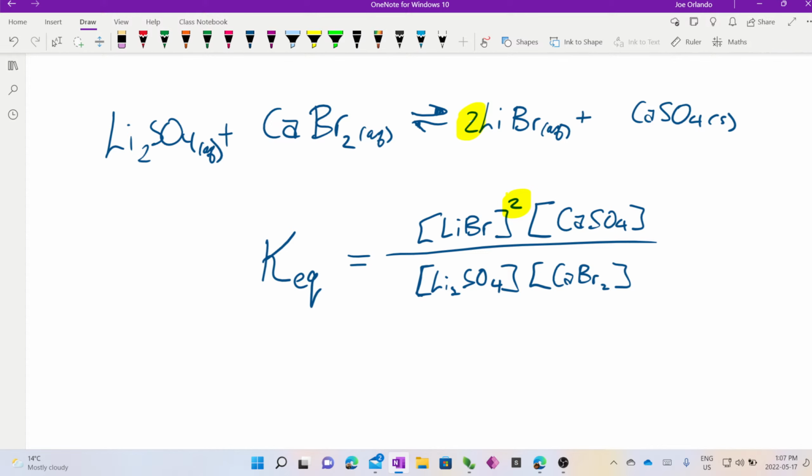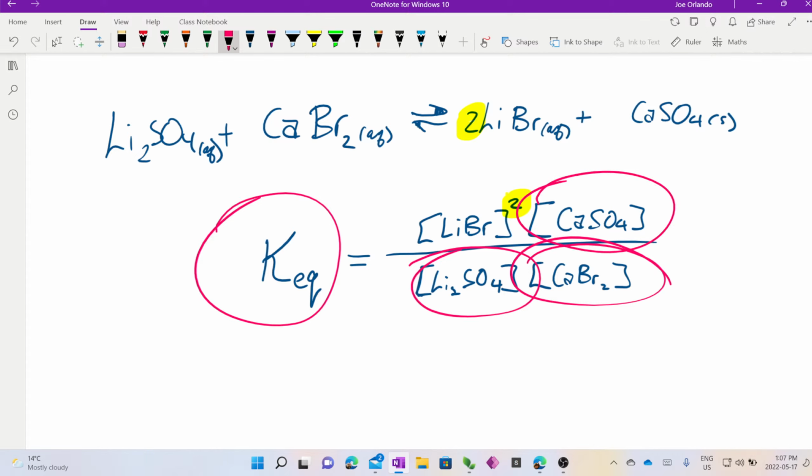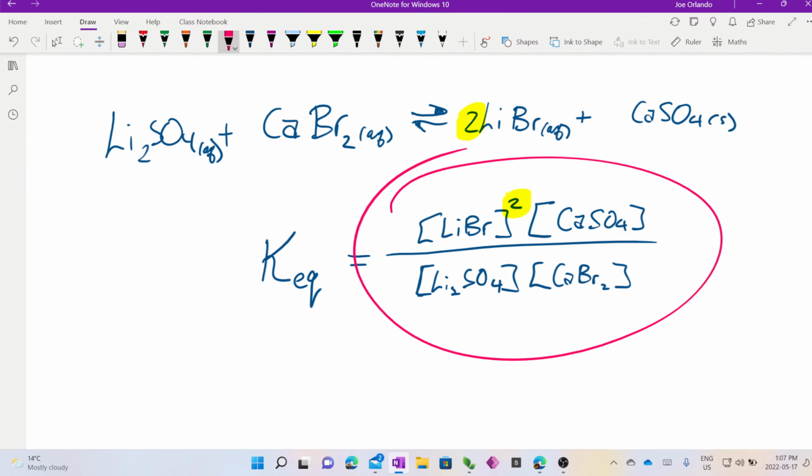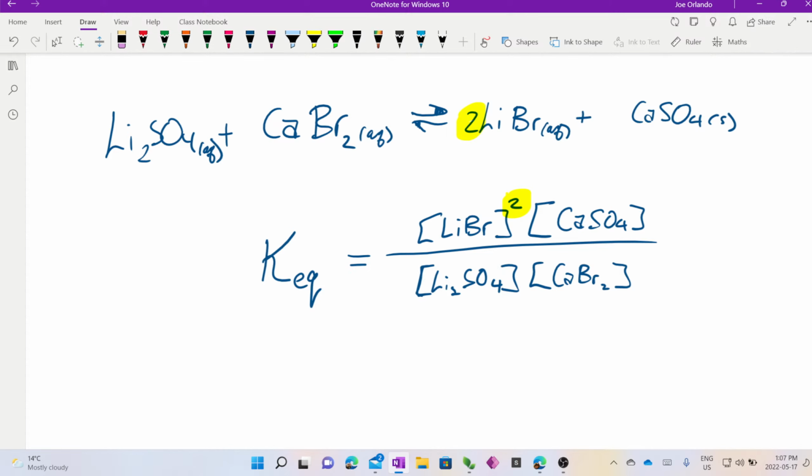So in this assignment package, sometimes I give you KEQ, I give you that, I give you that, I give you that, but I don't give you lithium bromide. Another time, I might give you all of this and say solve for KEQ. Right? Does that make sense?